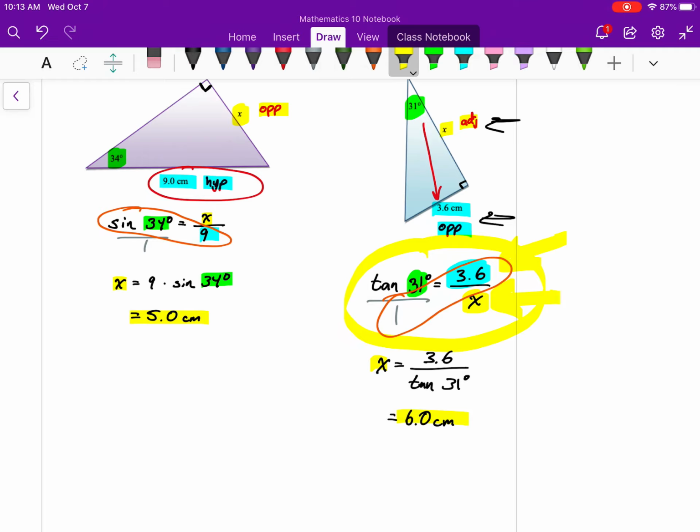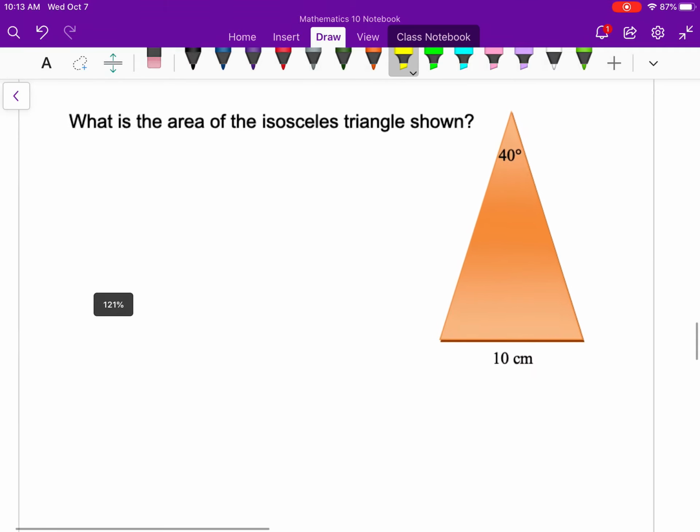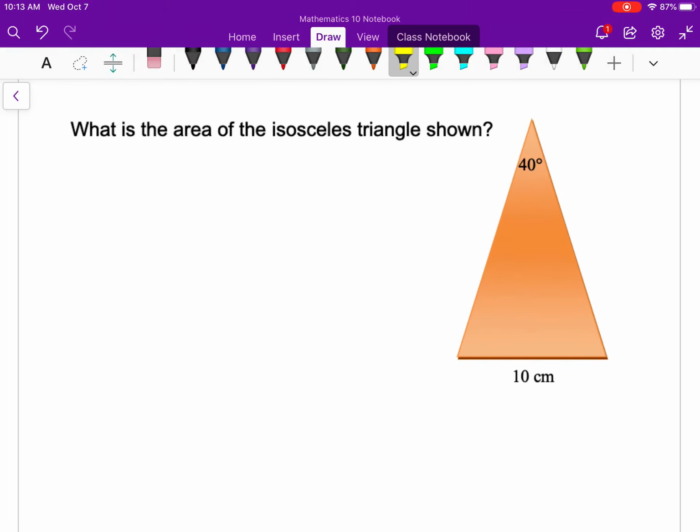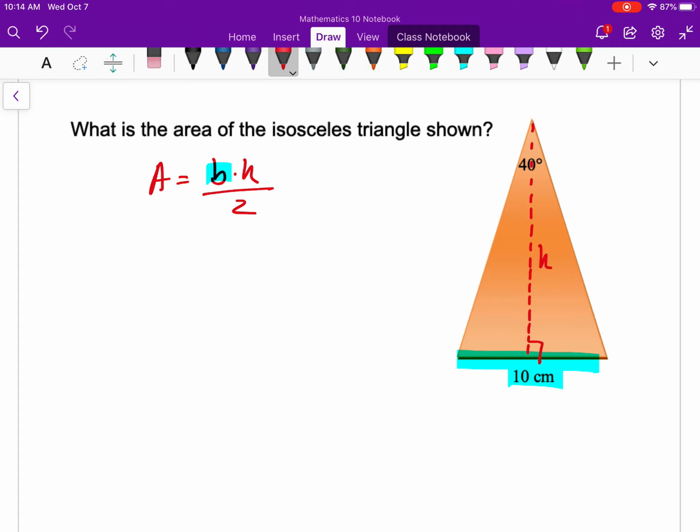So for my last problem, I want to find the area of this particular triangle right here. So what's the area? First, let's remember the area of a triangle. Area of a triangle is base times height divided by 2. Well, the base, I know, is 10. The height is what I don't know. The height is the distance straight up and down from the middle. That's my height.